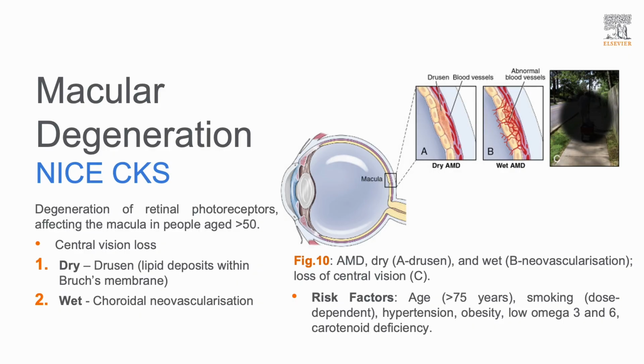It is marked by choroidal neovascularization, where abnormal blood vessels grow beneath the macula. These fragile vessels can leak fluid and blood, causing macular scarring and further damage to central vision, as shown in figure 10. Risk factors associated with AMD include increasing age, smoking, which exhibits a dose-dependent effect, hypertension, obesity, and low omega-3 and 6.